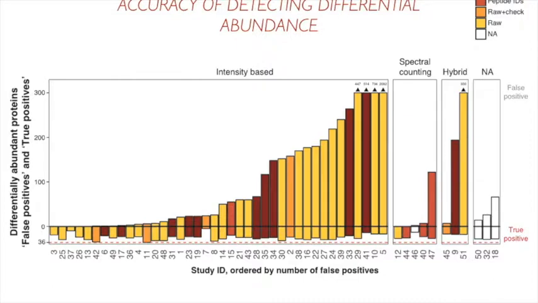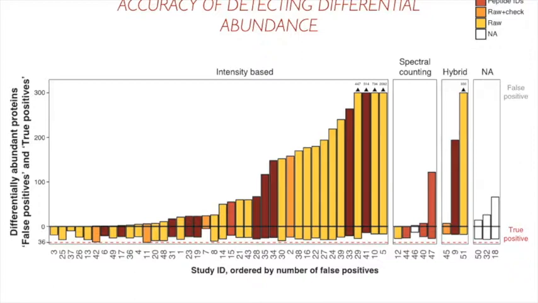So again, the x-axis is the study ID, and the y-axis is the number of reported differentially abundant proteins over all pairs of comparisons. So it's 4 mixtures, right? So it's 4 choose 2 possible comparisons. And so below the horizontal line is the number of reported differentially abundant proteins among the spiked proteins. So these are the true positives. And above the horizontal line, these are the reported differentially abundant proteins among the background proteins. So those are false positives.